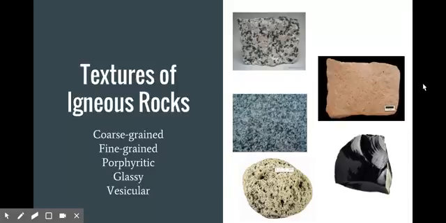So here are some of the textures. Coarse grained, that would be this picture. You have fine grained, you have this picture. You have porphyritic, which is kind of a mixture of both, large and small. Glassy, as in the case of this obsidian, and then vesicular, which means it has holes, as in the case of this piece of pumice.